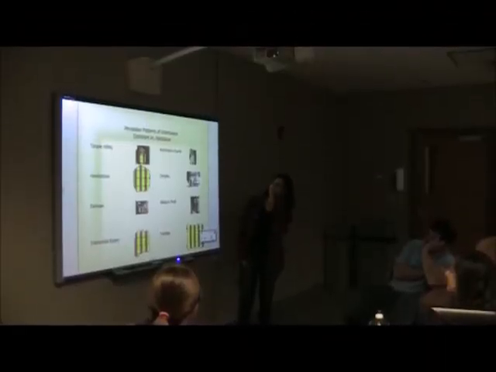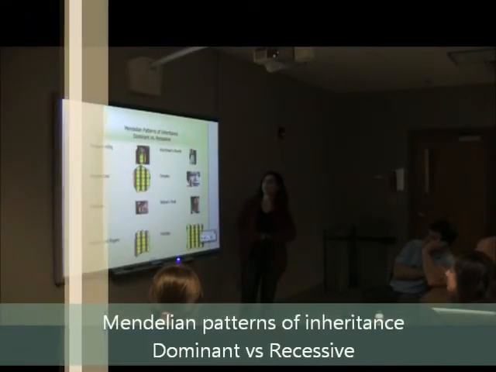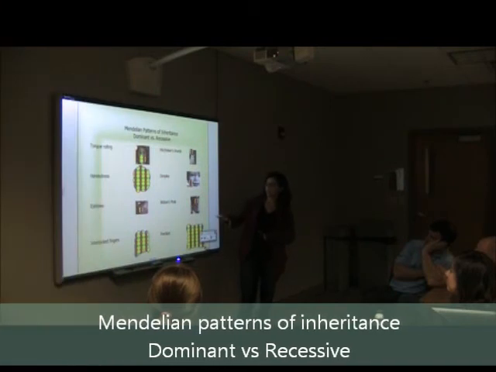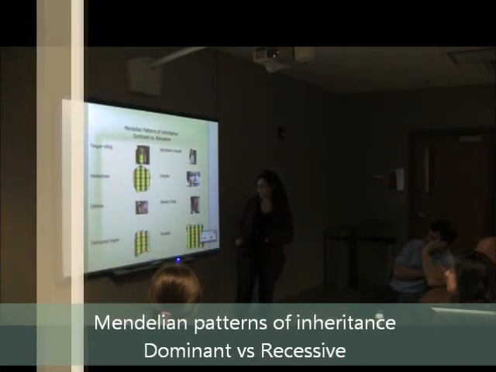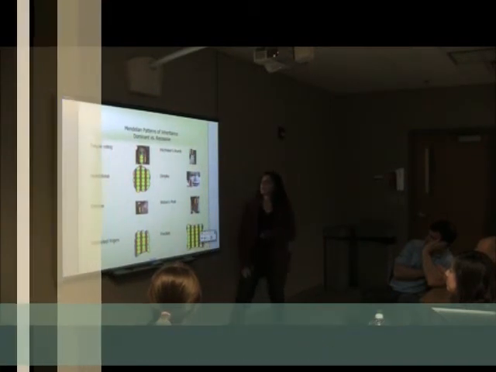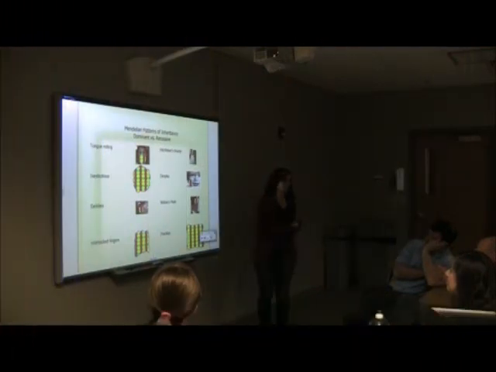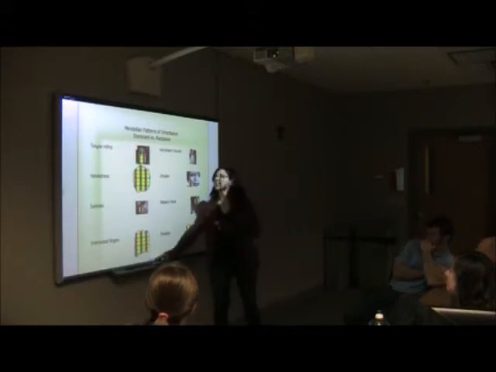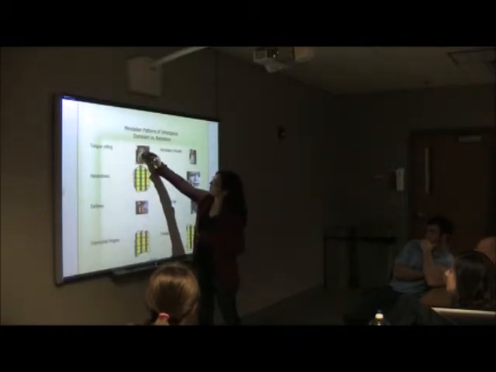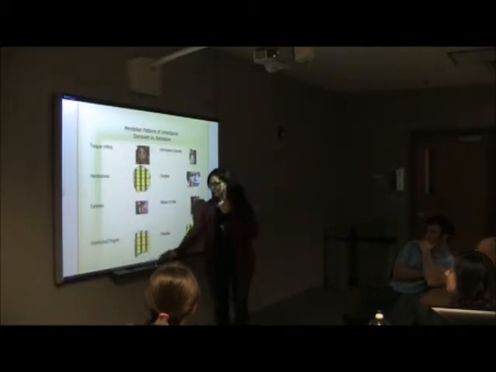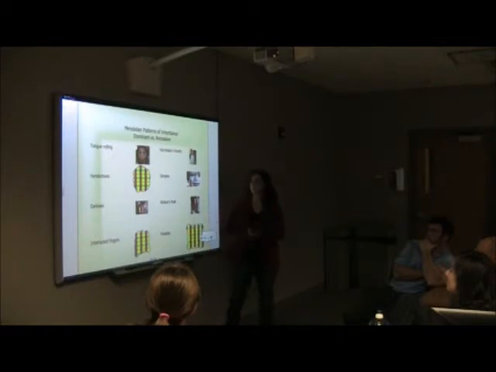These are just some of the Mendelian patterns of inheritance. All of these pictures, once they're uncovered, are going to be the dominant gene. So there's tongue rolling. Do you guys think that if you can roll your tongue, that would be a dominant or a recessive gene? Dominant. Dominant? Okay. I'll erase it for you since you're pretty far away. And you are correct.